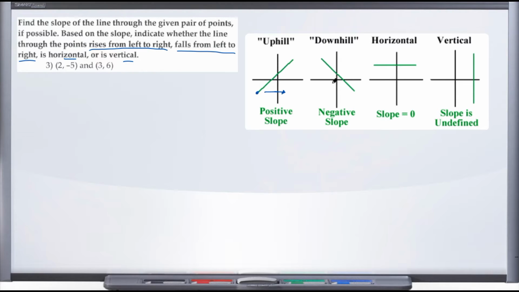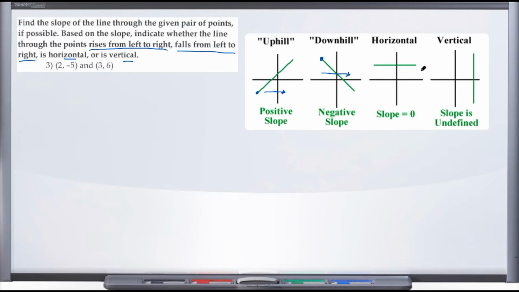Similarly, if we look at the next example, the downhill slope, that line has a negative slope, and so we would say that this line falls from left to right. Again, we read a graph from left to right, so as we read this graph, our y's are getting smaller, and so this line is falling from left to right. Looking at the horizontal example, this line has a slope of 0.